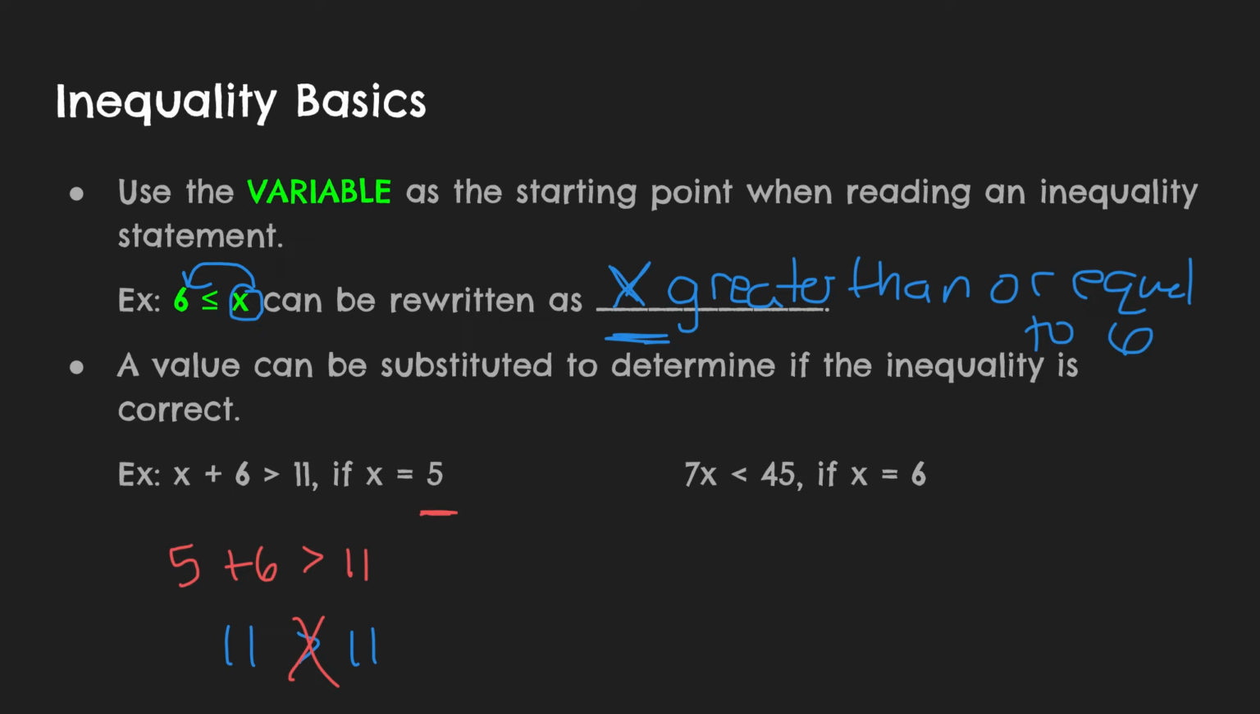On the next one, 7x is less than 45. Well, if we take this 6 and we throw it in here, 7 times 6, we know that that equals 42. Is 42 less than 45? It sure is. We would say that is a true statement. So we just took that 6 and plugged it into the equation of the inequality and made sure that it was a true statement.